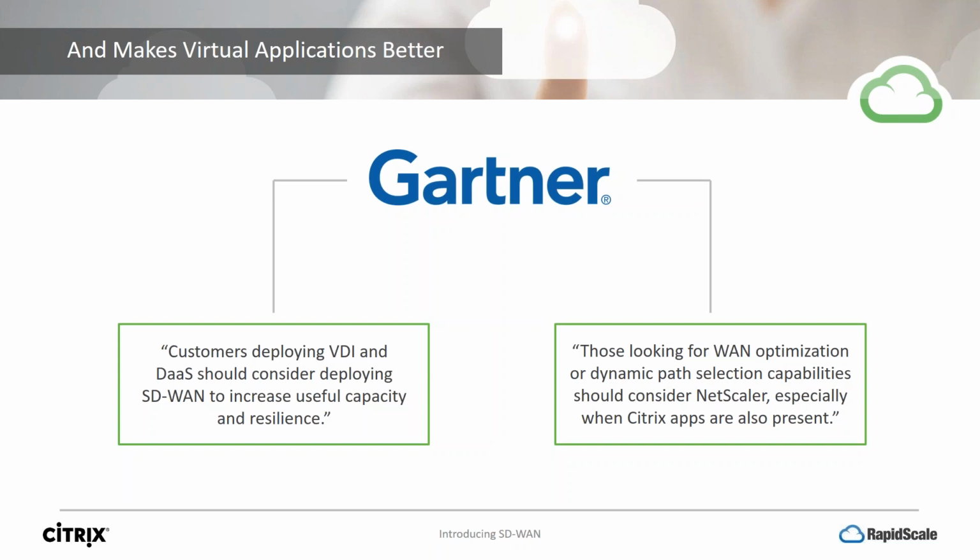Gartner basically has a few stats there that says customers deploying VDI and DAS should consider deploying SD-WAN to increase the reliability of the solution. Again, think about it. The customer has a single MPLS network, no redundancy or resiliency, and then potentially, prior to very recently at RapidScale, we would just become a node on that MPLS network for the customer.